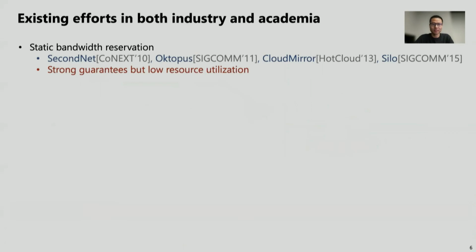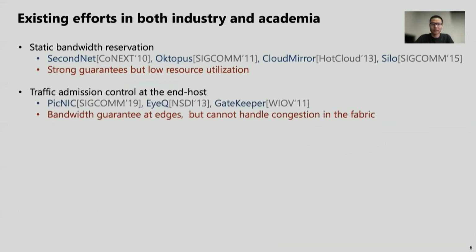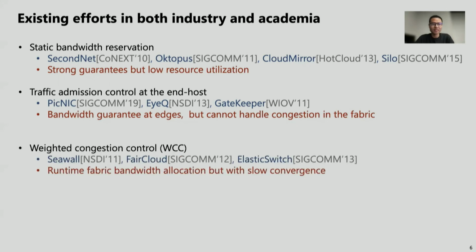Lots of efforts have been made in this area. Some work uses static bandwidth reservation to provide strong guarantees, but achieves low resource utilization. There are traffic admission control schemes at the end host to provide bandwidth guarantee at the edges, but they assume a congestion-free fabric, which is invalid in reality. The last piece is weighted congestion control. It can achieve weighted fabric bandwidth allocation at runtime, but works slowly.